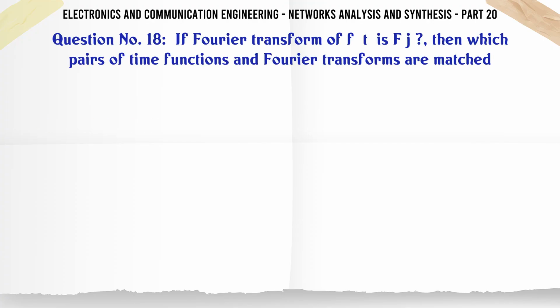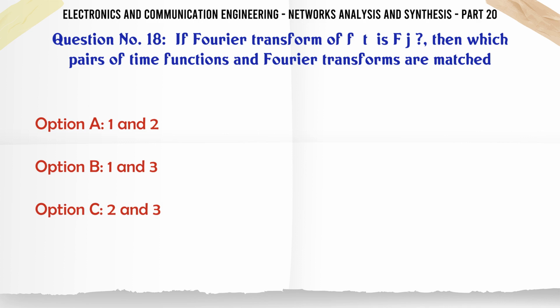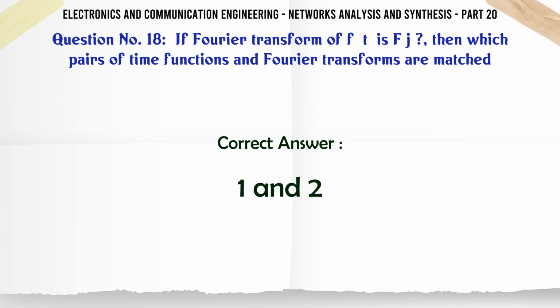If the Fourier transform of f(t) is F(jω), then which pairs of time functions and Fourier transforms are matched? A. 1 and 2, B. 1 and 3, C. 2 and 3, D. 1, 2 and 3. The correct answer is 1 and 2.